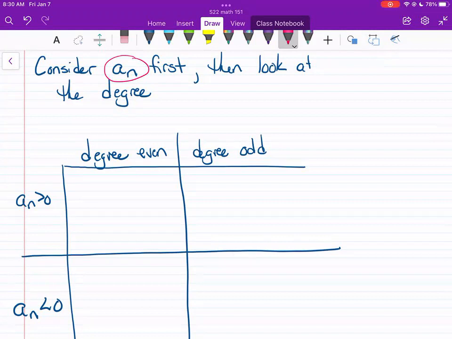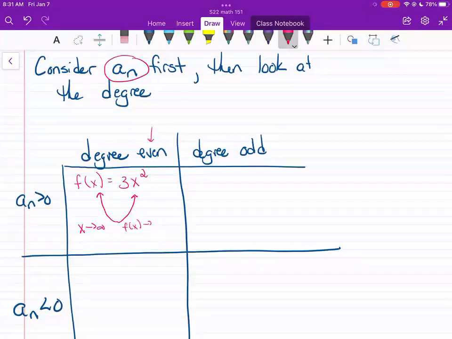So for example, if we have something like this, where a sub n is, say, a positive 3 and the degree is even, the a sub n tells us what the right side will do. And then if the degree is even, the left side will do the same thing. As x goes to infinity, f of x also goes to infinity. As x goes to negative infinity, f of x still goes to infinity. I'm not going to write the end behavior in terms of the infinities completely here. I will show you a chart here in a second that lists all of those.